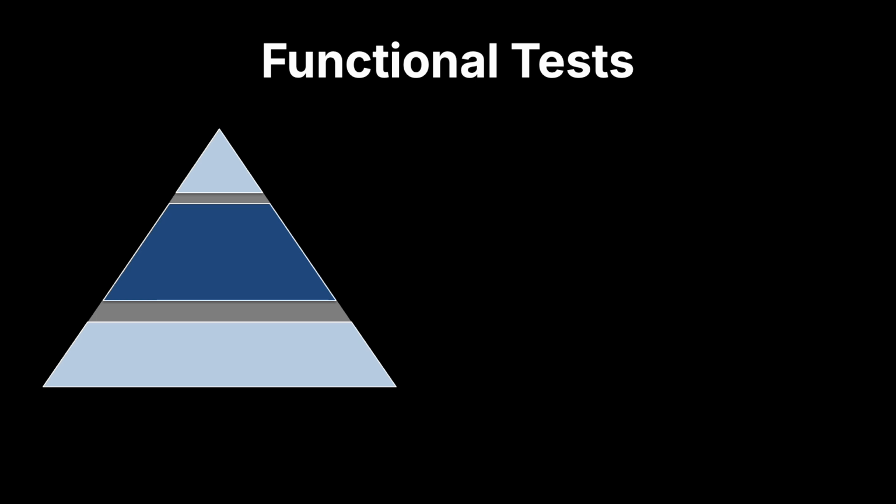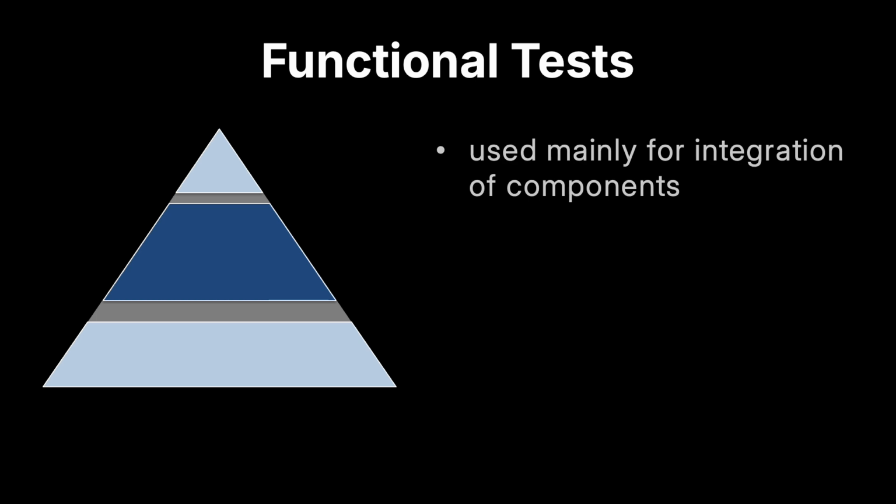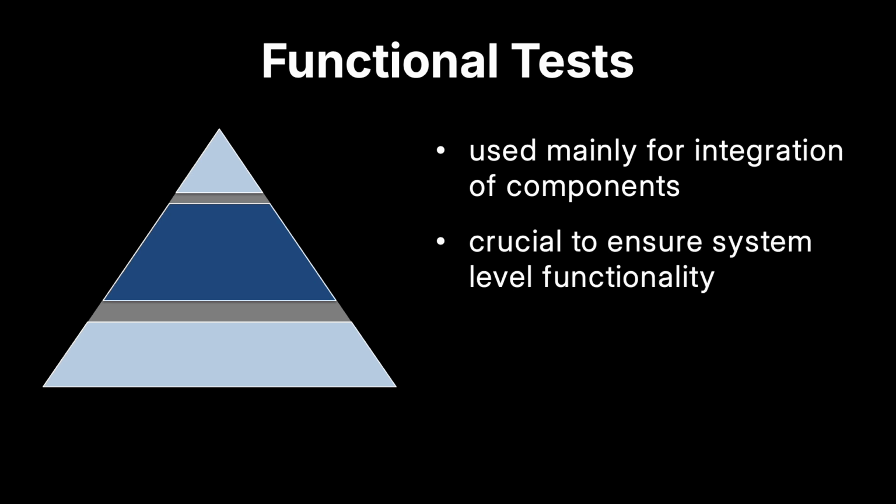In the middle of the pyramid, you have the functional tests. These are used mainly for integration of components. Therefore, this layer is sometimes also called the integration layer. These tests are crucial to ensure system-level functionality. That means that features that include or are distributed across many components also work as expected.